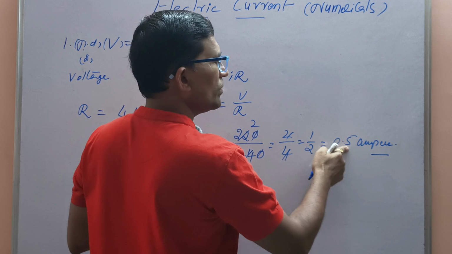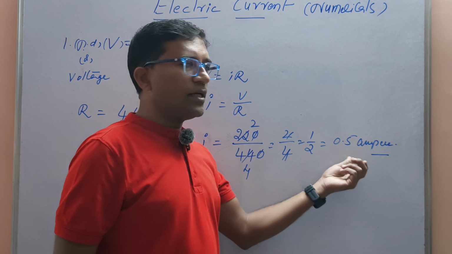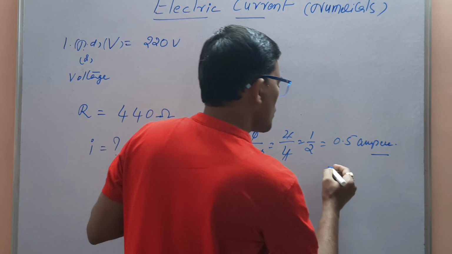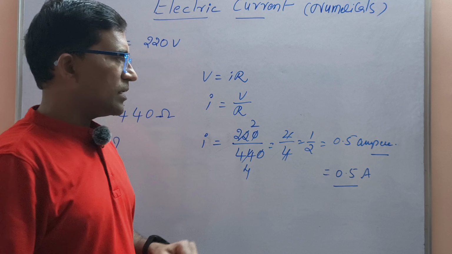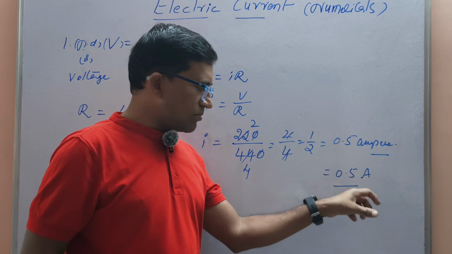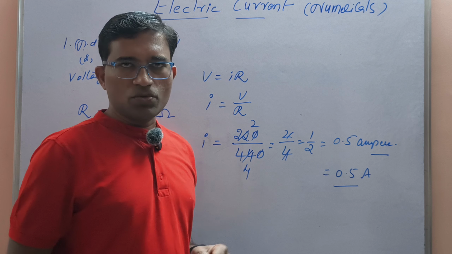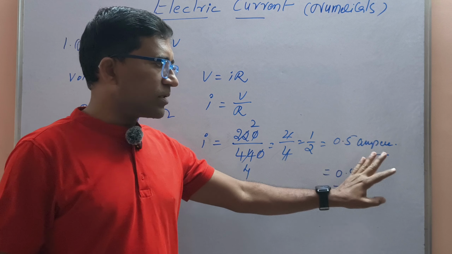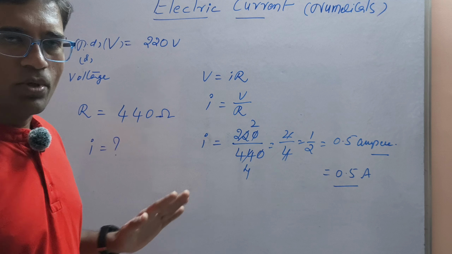When writing units, if you are writing the complete name, you should use small letters only. If you want the short form, you can write 0.5 A with a capital A. If you represent it by a symbol or the first letter of the unit, you should use capitals only. Remember that. If writing the complete unit, write 0.5 ampere. I think you all understood this problem.